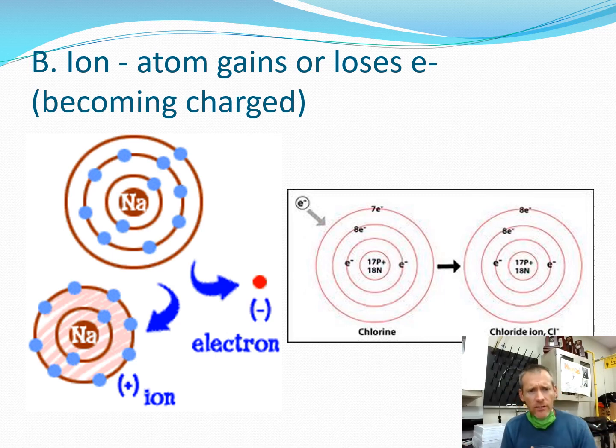Metals are generally going to lose electrons. So you can see sodium here has 11 electrons. It loses 1, and now it has 10 electrons, so it becomes a +1 charge. Chlorine over here has 7 in the outer shell, with 8 and 2, which gives you 17 electrons. You add 1 more, going from 7 to 8, and it becomes a -1 charge because it gains a negative electron.